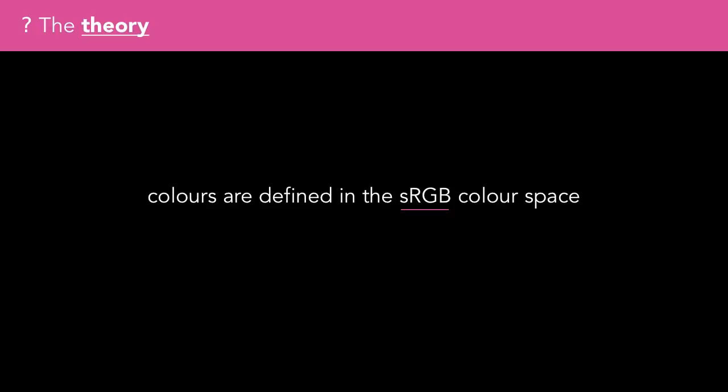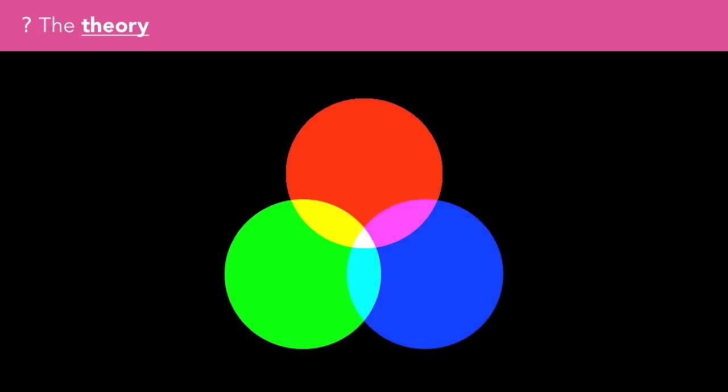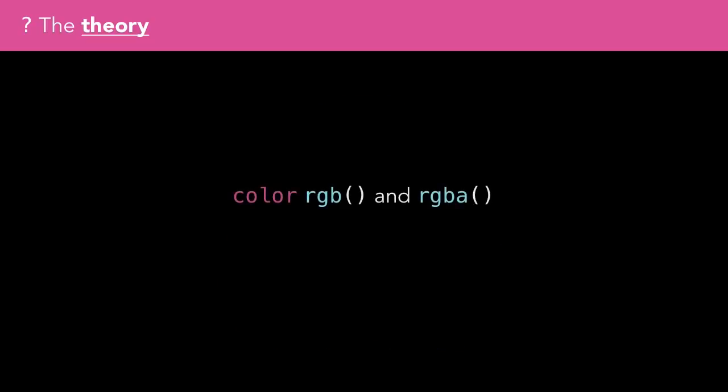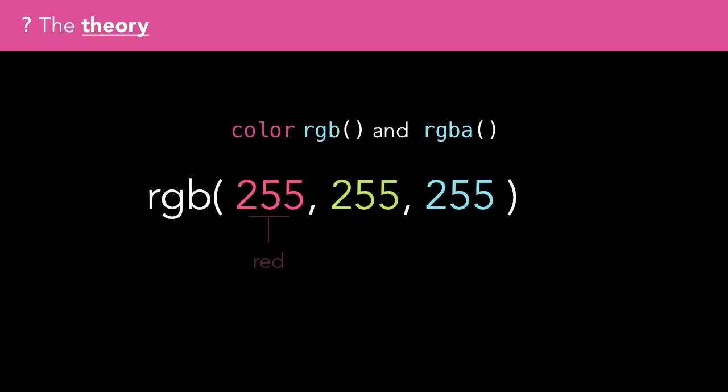In CSS, colours are defined in the standard red, green, blue colour space, or sRGB, where colours are defined through 3 channels: red, green, and blue. One way of defining colour in CSS is using the RGB syntax. Here the values range from 0 to 255 for each of the 3 colour components. In this case, specifying 255 for each of them gives us the colour white.